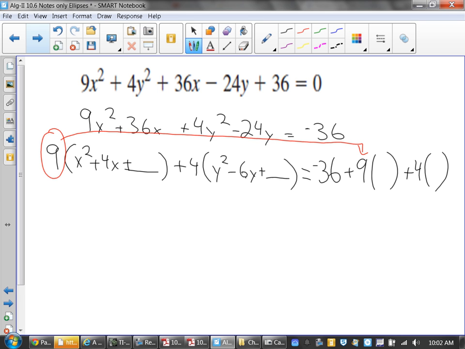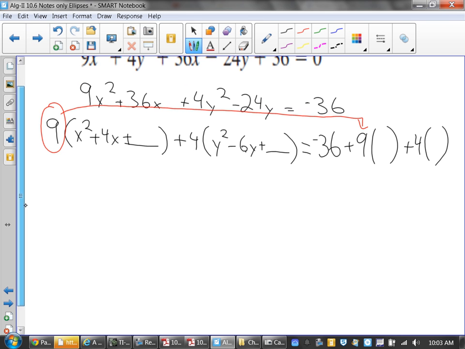What's half of 4? 2. What's 2 squared? 4. So we have x squared, let me just write that. So it's 4 over 2. 2 squared is 4. So I'm adding 4 here and there. What's my term then for the x squared stuff? Very good. So this is 9 times the quantity x plus 2 squared, plus, well, what's half of negative 6?